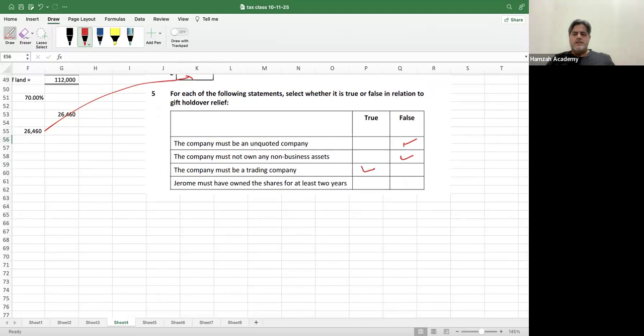Why is it necessary for the donor? Because there's no requirement as far as ownership is concerned for the gift holdover relief. We don't have to have any requirement for the gift holdover relief. So this statement is going to be false over here, right? Okay.